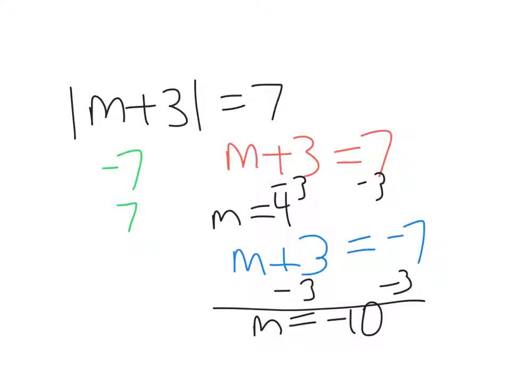And we can always check these by plugging them back in. If m is negative 10 here, I'm going to have negative 10 plus 3, that's negative 7. Absolute value of negative 7 is 7. If m is 4, it's going to be 4 plus 3 is 7. The absolute value of 7 is 7.